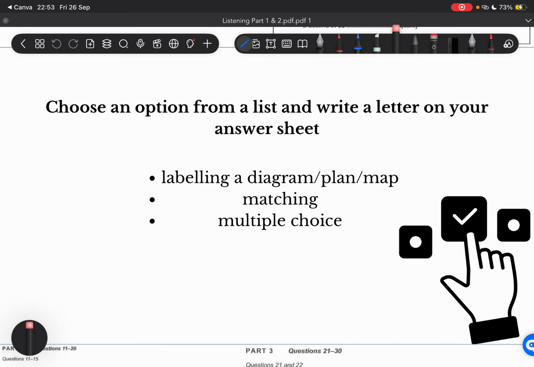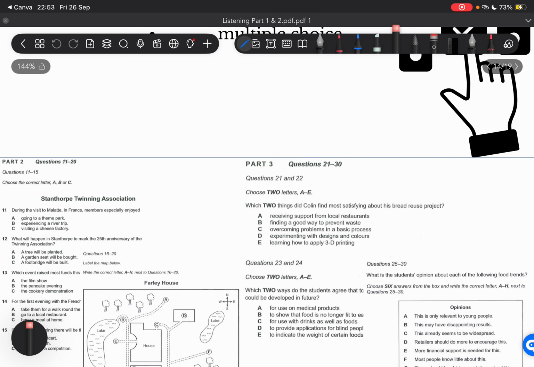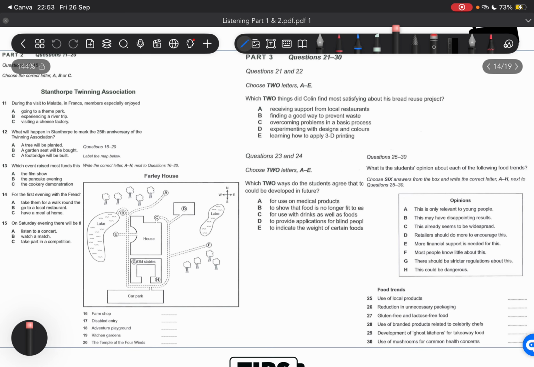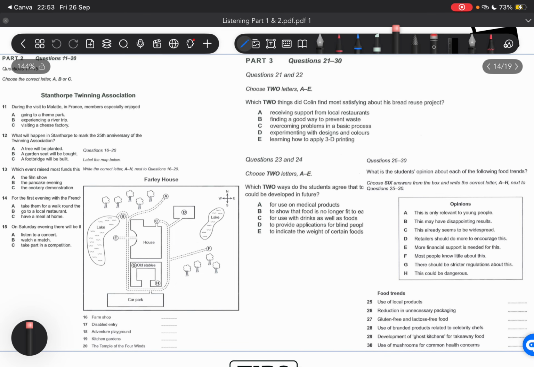So it's labeling a diagram, plan, map, matching, multiple choice, as I will show you here from part 2 and part 3. As you can see, you've got the multiple choice, map labeling, matching, and so on. Well, as you can see on these tasks, we don't really have to listen out for certain words, yes? We already have all the words. All you need to do is find the answers. So it's different than listening for details.